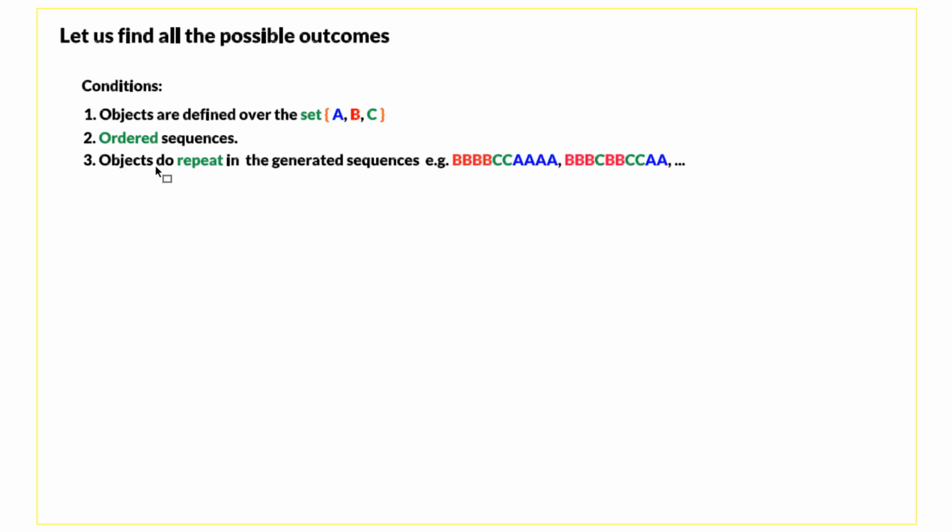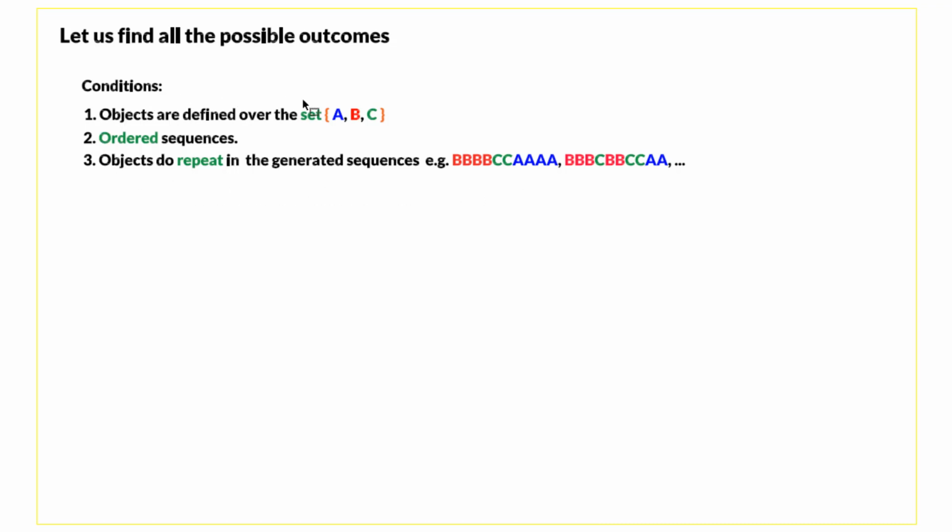The sequence we generated is defined over a set, and this set is composed of 3 letters A, B and C, and this sequence is an ordered sequence. So if we change the order of letters in the sequence, we will be changing the location of these balls in the boxes. So it means order is important. And the last thing is the objects do repeat in the generated sequence, such as this sequence or this sequence. We can find that B is repeated 4 times, C is repeated 2 times, and A is repeated 4 times.